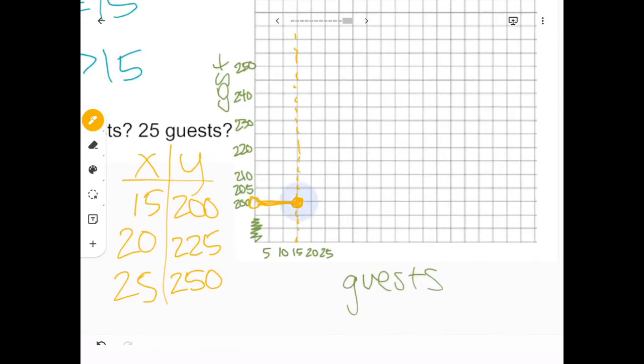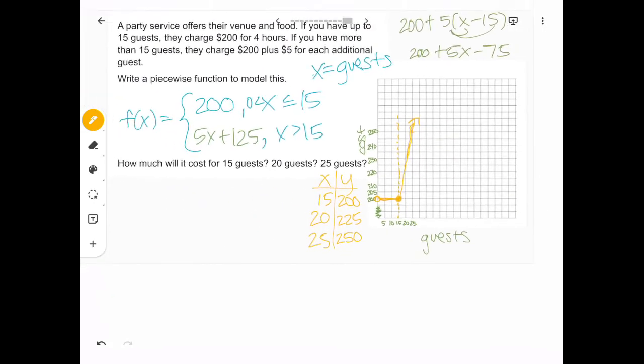So again, at 15, it actually matches. That's good. Doesn't have to, but we'll let it be matching there. 20, we're up at 225. And 25, we're up at 250. So this, sorry there, is what my function would look like.